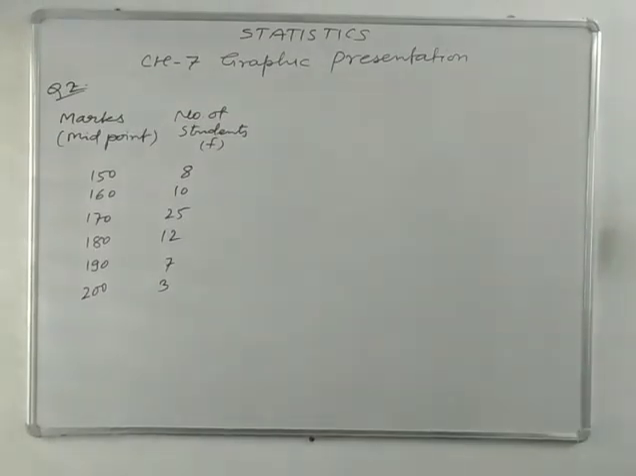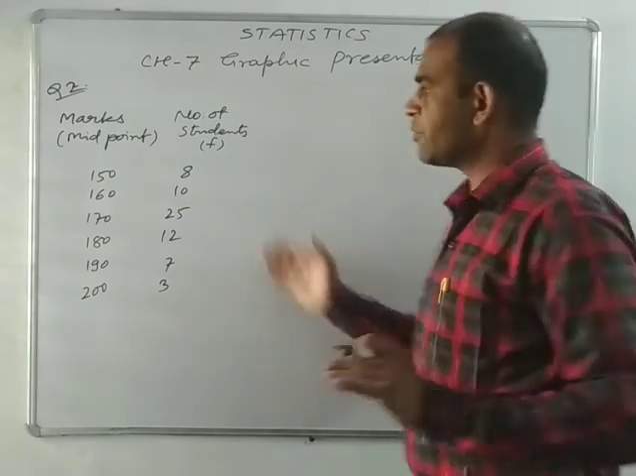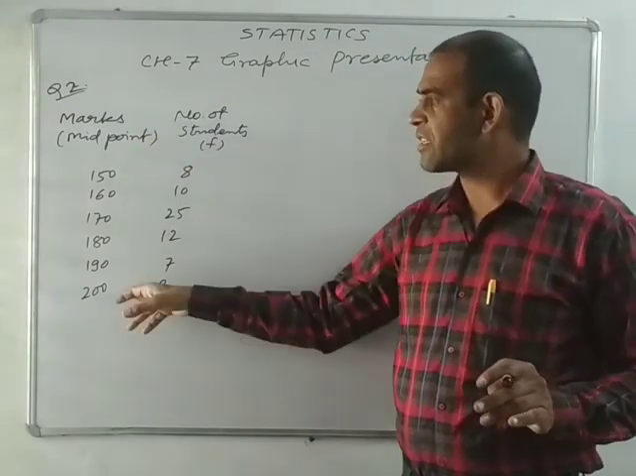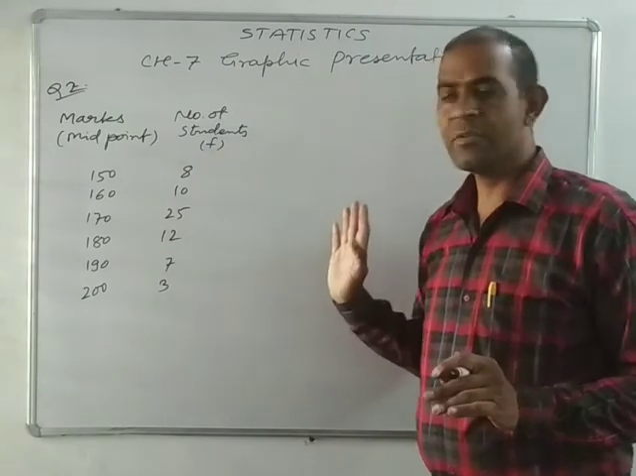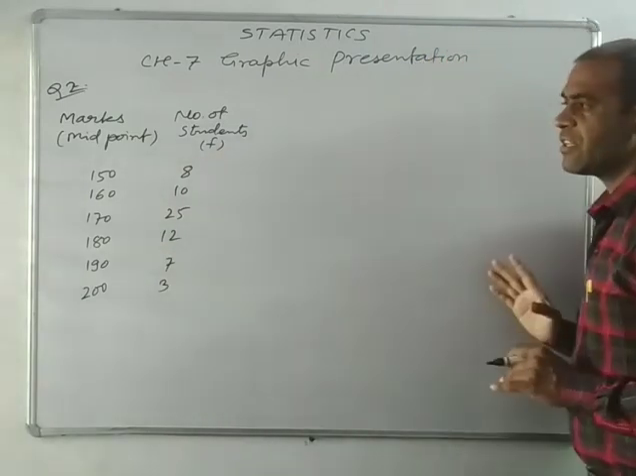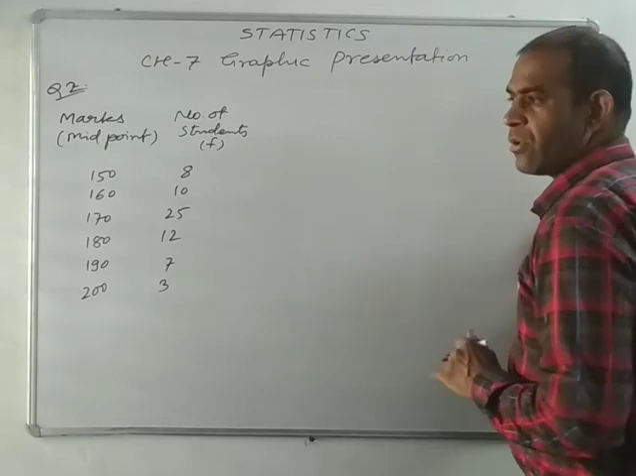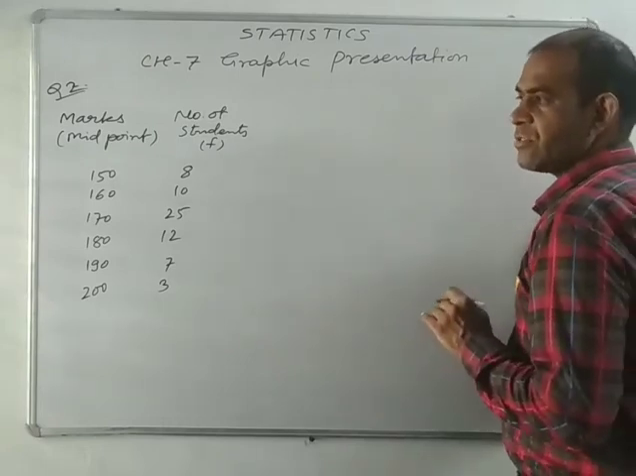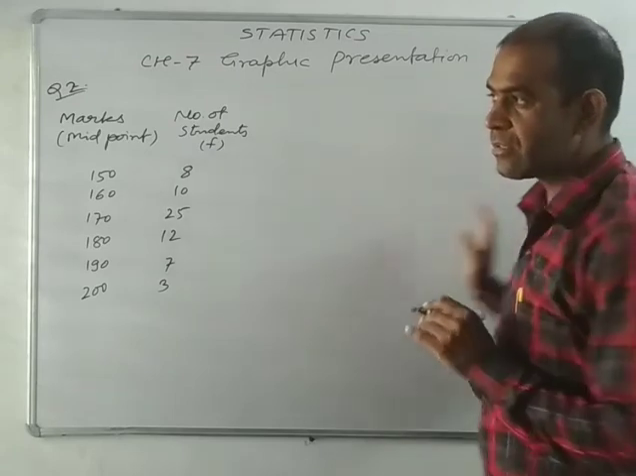Draw a histogram for the following information. Here the marks and whose midpoints are given, and here the number of students. And if we draw the histogram, first of all, convert the marks into the continuous class interval.